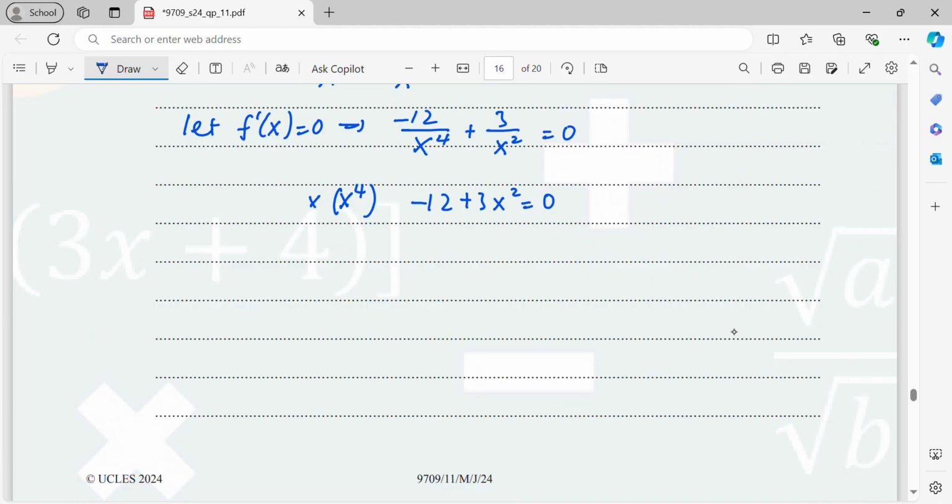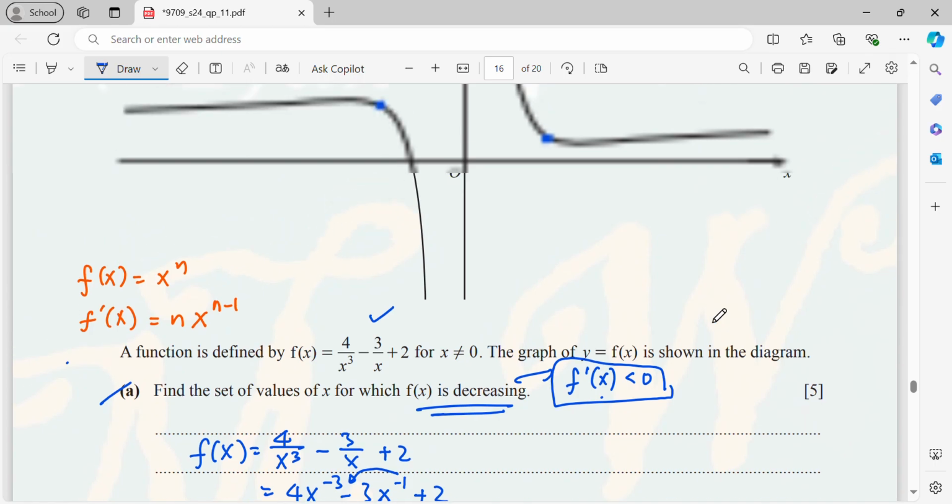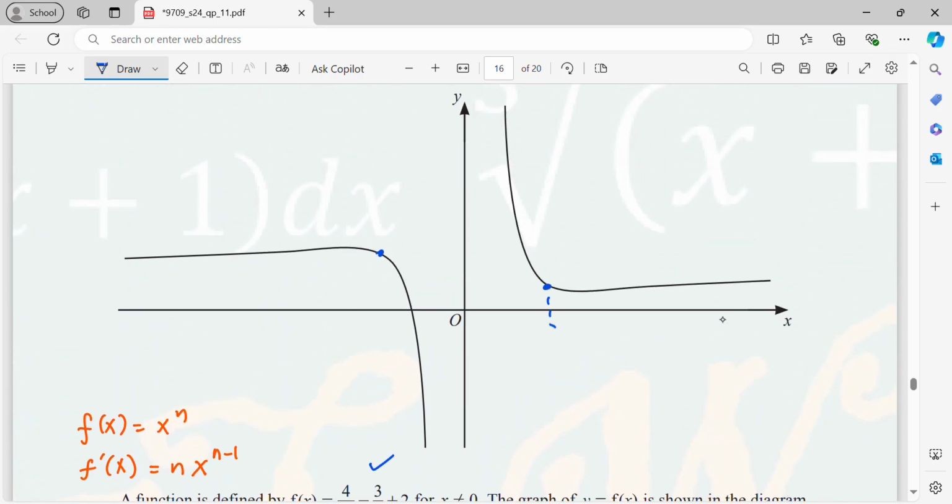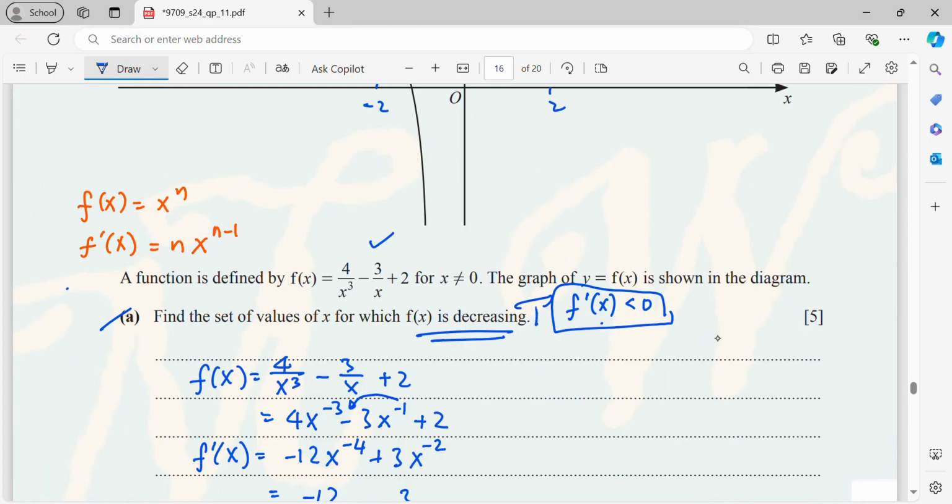Then now, to get the x, so 3x squared equals 12. That means my x squared is 4. 12 over 3 is 4. So my x will be plus minus square root 4. That will be plus minus 2. So now I know that, okay, here is 2. This is minus 2. So now, when the f(x) is decreasing, that means the y value drops.